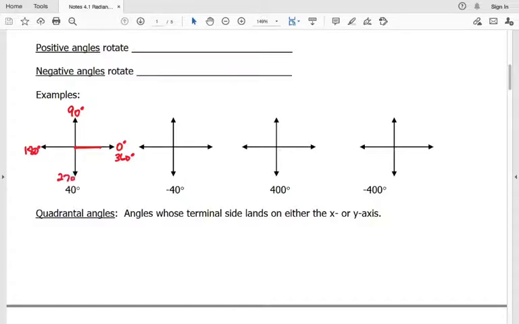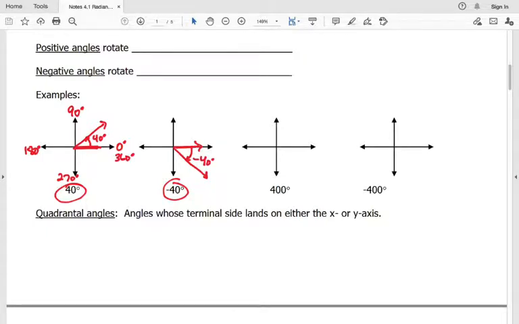be 270 degrees. So if I'm going to graph 40 degrees, I start with this side right here on the positive x-axis. I go counterclockwise about 40 degrees. So this would represent a 40-degree angle. All right, if I'm going to do negative 40, again, I have to start here with my initial side on the positive x-axis. And this time, because I'm going to have a negative 40-degree angle, I'm going to go clockwise about 40 degrees. And so this would represent a negative 40-degree angle.